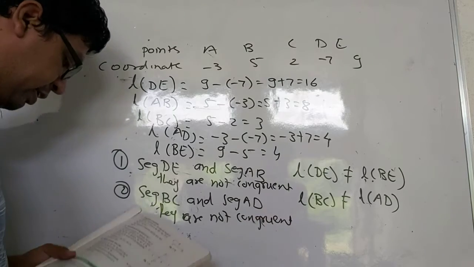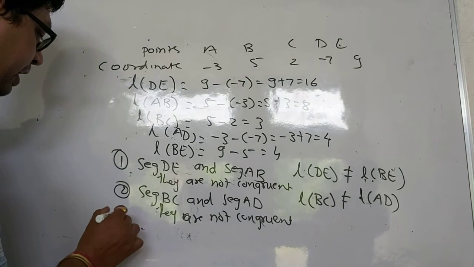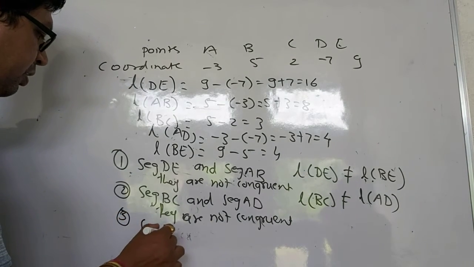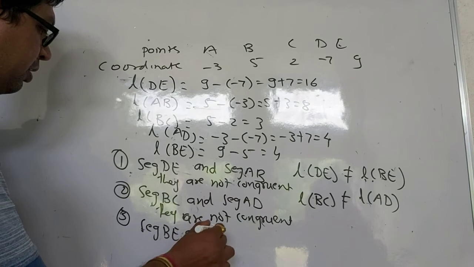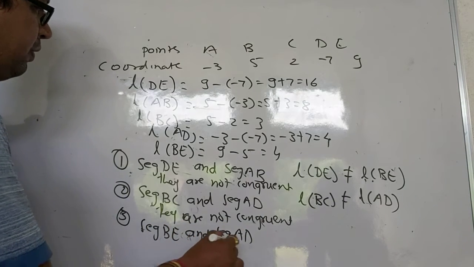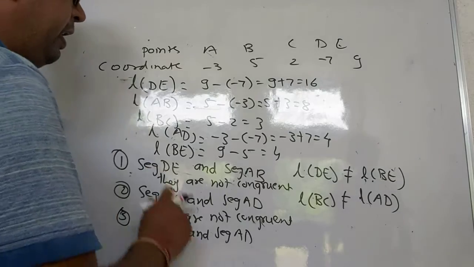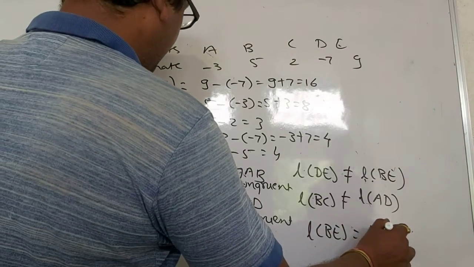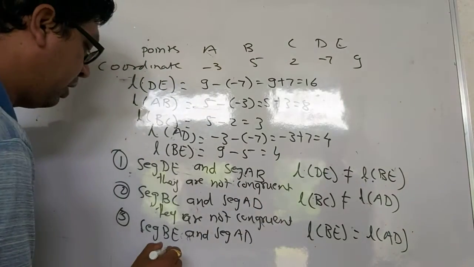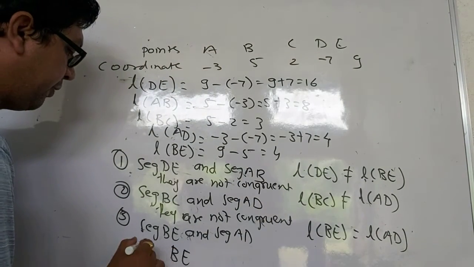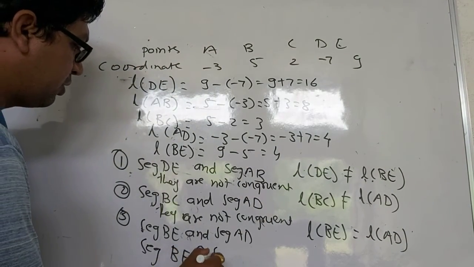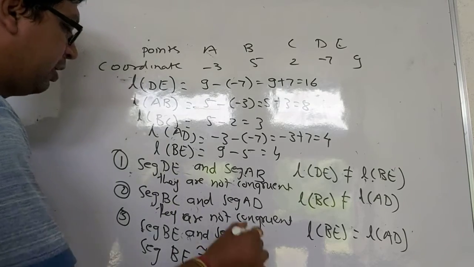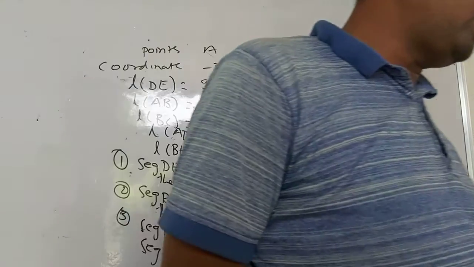Last one is there, third, BE and AD. You will see BE and AD both are the same, so length of BE is equal to length of AD. Therefore, segment BE is congruent to segment AD. Like this, the solution is there, you should write in your notebook.